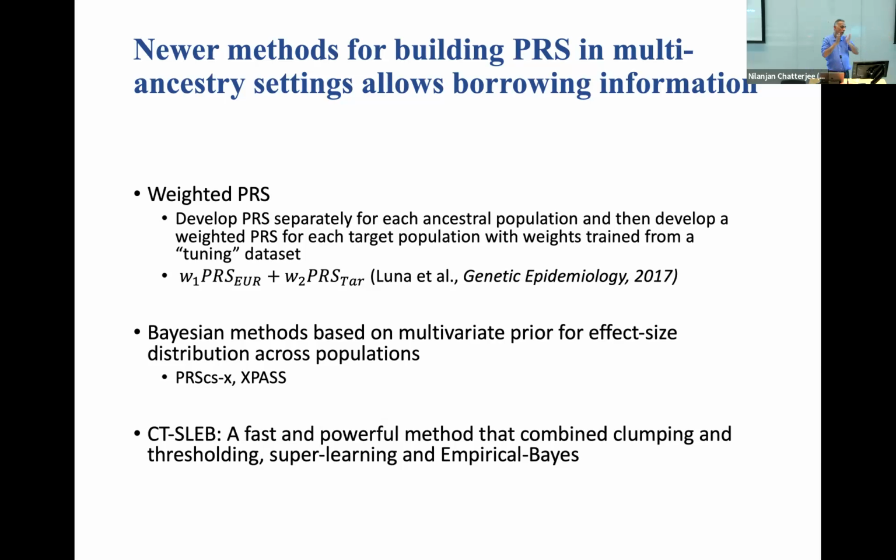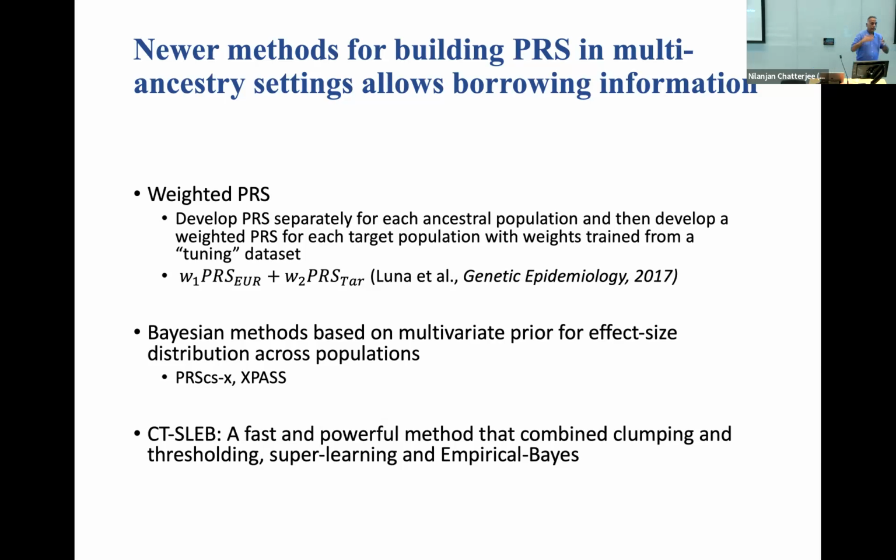But now, because we also know that although these populations are different, we do expect that some of the genetic variants will have similar effects, one way of borrowing information is to combine the two polygenic risk scores using a linear combination that will optimize the performance in the target population. You need a little tuning data set to estimate the weights, W1 and W2, and that way you can borrow information from the larger population to improve performance in the smaller population. Very simple idea, actually works pretty well.